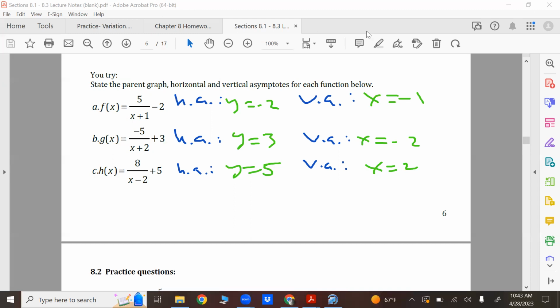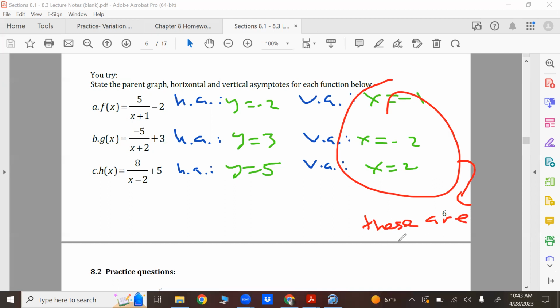Right. And also, another thing to keep in mind, these are excluded x values. These are x values we can't have. You can't plug in -1 to this. You can't plug in -2 to this. You can't plug in 2 to this. That's why those are your VAs.